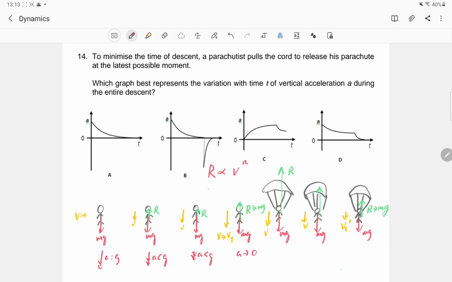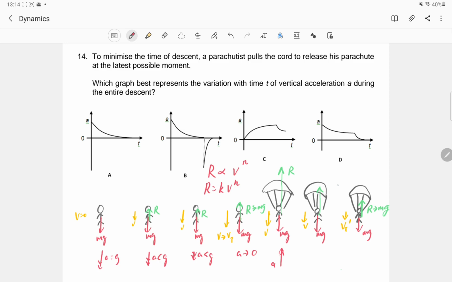So that means in front there's actually a constant k here. Once you open the chute, the k is different already. It will suddenly become very big, although the v is still the same. So that will make the R suddenly jump very large, and that will cause the acceleration to suddenly shoot upwards, causing the guy to slow down.